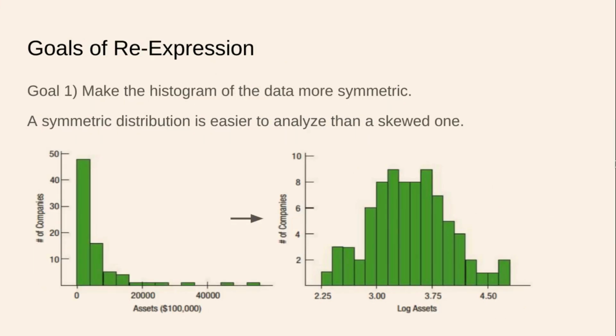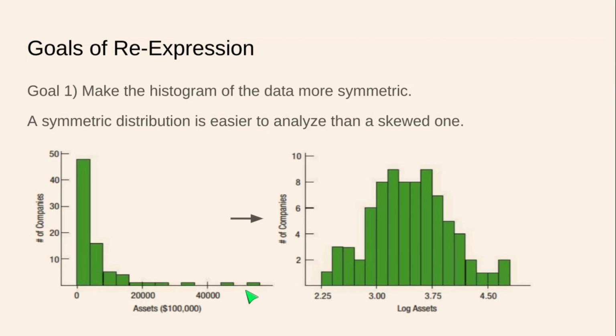So what are the goals of re-expressing data? Well, the first goal is to make a histogram more symmetric. A symmetric distribution is easier to analyze than a skewed one. So we see in this graph over here, it is very strongly right skewed, with some high outliers over here. We don't like outliers, we don't like skewness, because ideally in statistics, we like to use the mean and standard deviation to help us understand the center and spread of data. But that's only useful if we have a bell-shaped set of data in a histogram.